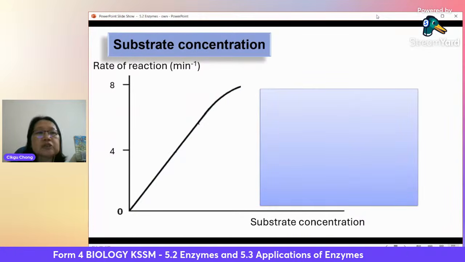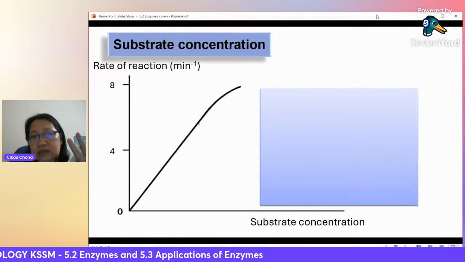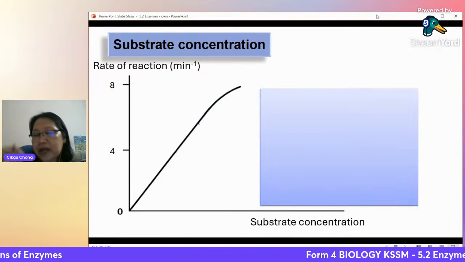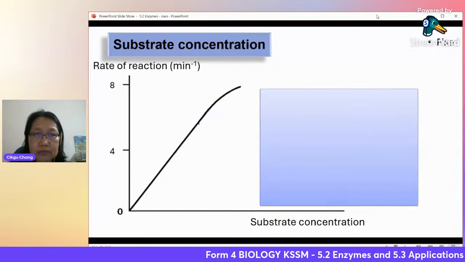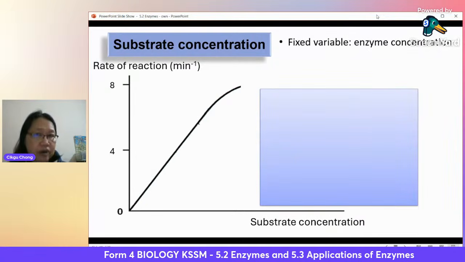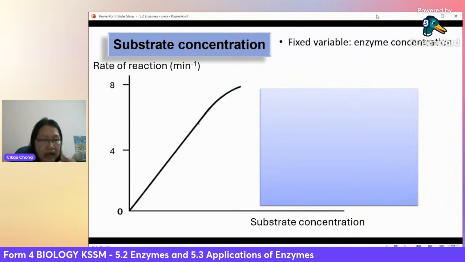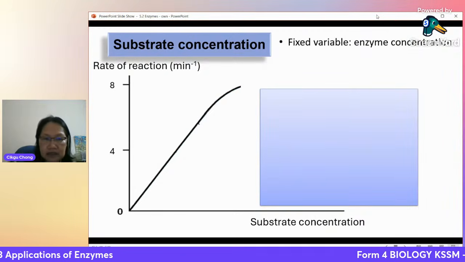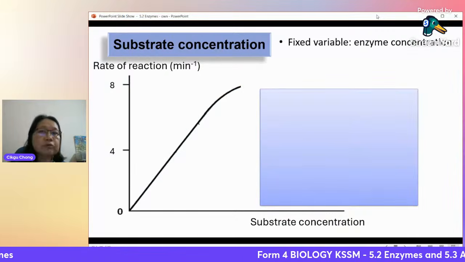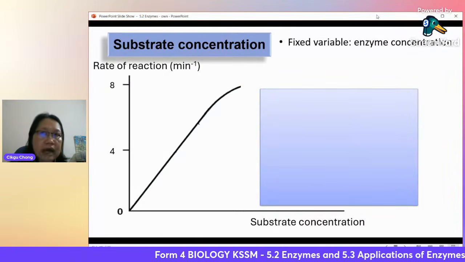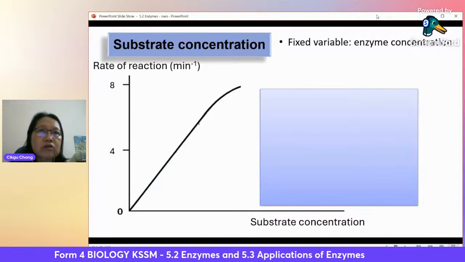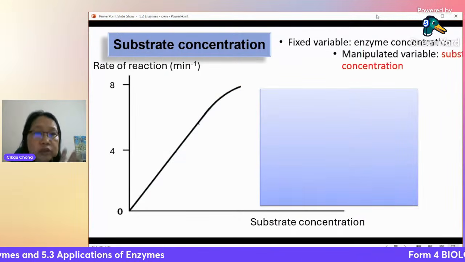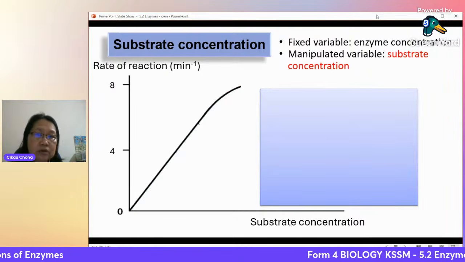Time is running. So substrate concentration. Now the third factor. Substrate concentration means you keep on adding more and more substrate. You don't change your enzyme. Let's say your enzyme concentration is your fixed variable. I have a specific experiment here. I fix my enzyme, and I keep on adding my substrate. You cannot change both, or your experiment is out. You cannot get valid results. You only change what you want to test, and this is the manipulated variable. I keep on adding substrate.